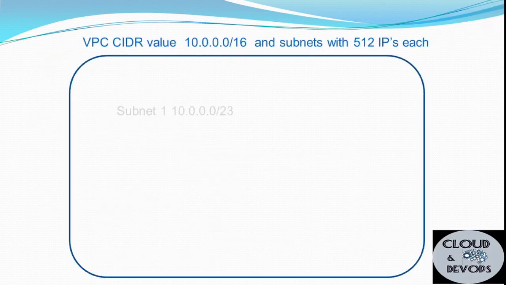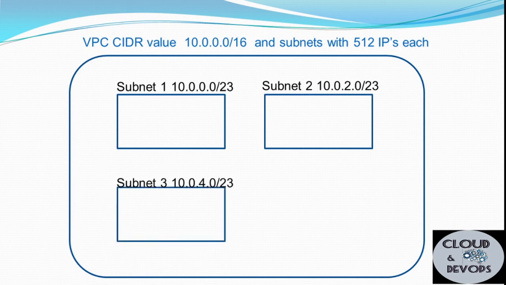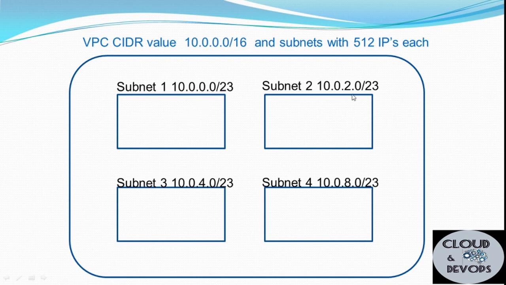Let me show it in a picture the same way. If the VPC CIDR is 10.0.0.0/16 and the subnets have 512 IPs, the first subnet is 10.0.0.0/23 and the next available block is 10.0.2.0. To get 512 IPs we are giving /23. Likewise for the next subnets as well. It will increase each time by 2, from 0 to 2, then 2 to 4, 4 to 6, like that. This is how we select the IP ranges for every subnet.